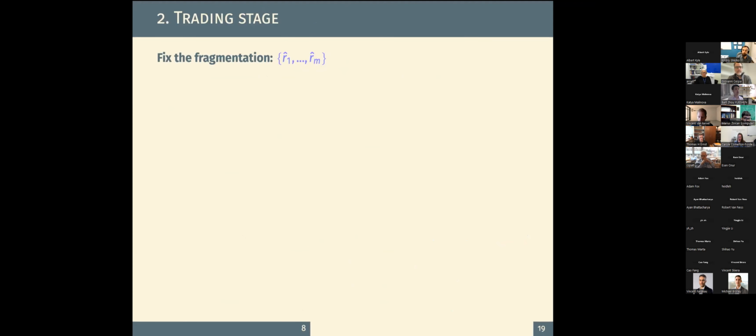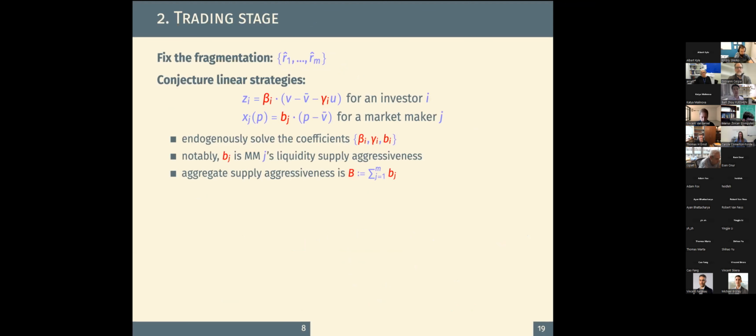Okay, now we're going to solve the model backwards. In the trading stage, we fix the fragmentation. Every market maker gets her own fraction of the orders, r_j hat. And then we conjecture linear strategies, using standard techniques. So investors use a linear strategy, which is a combination of the private information V and the hedging demand U.